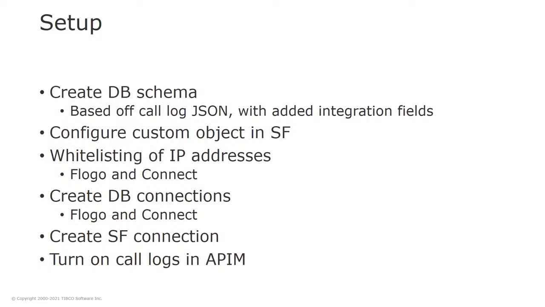So for the setup, the first thing we're going to do is create our database schema, and we're going to base this off the call log JSON that's in our documentation. Then we're going to configure our custom object in Salesforce. We're going to do some whitelisting. Then we're going to create our database connections for both Flogo and Connect. Then we'll create the Salesforce connection, and we're going to turn on the call logs and API management. Let's walk through all those different steps.